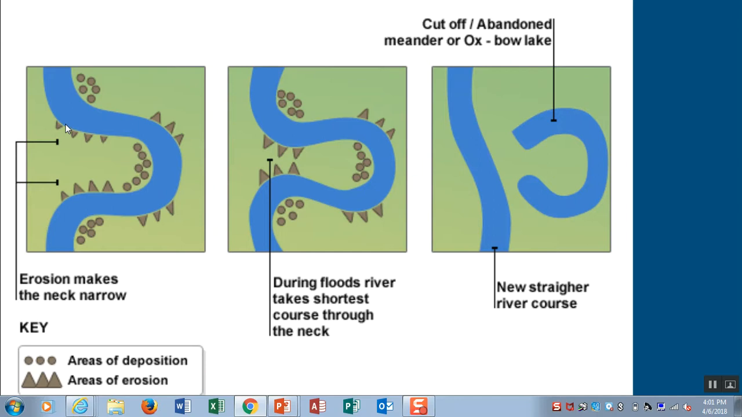Over time, these curves are going to get closer and closer to each other until one day during a flood, the river takes the shortest course through these necks right here. It just jumps right over during a flood, and it's going to cut off this really large exaggerated curve, but that curve is going to become what we call an oxbow lake. So that's no longer part of the river system anymore, but it will just stay there filled with water for a while.